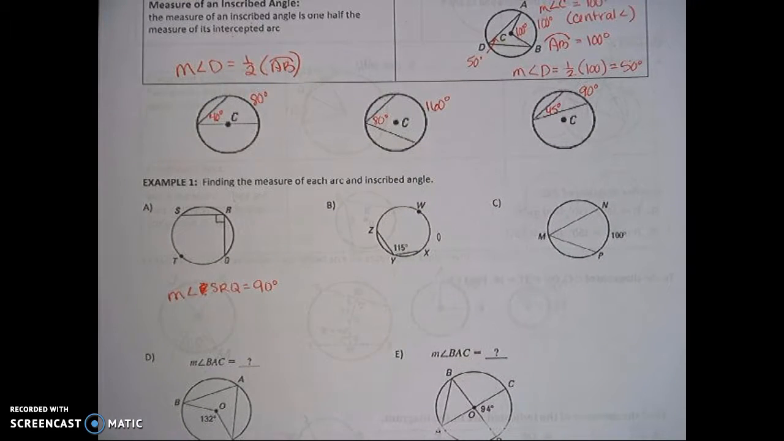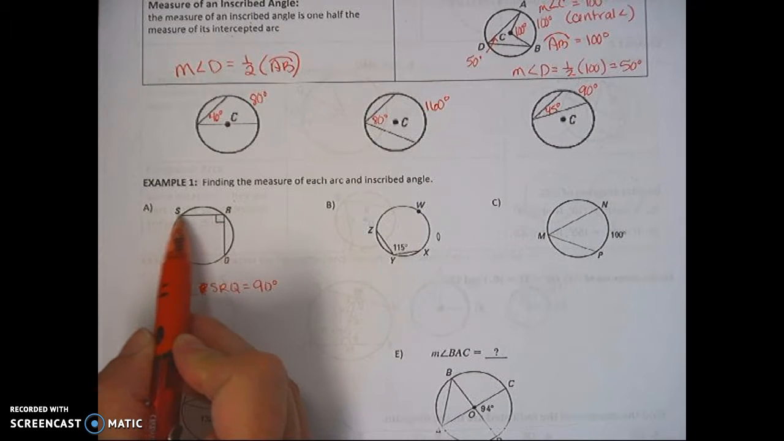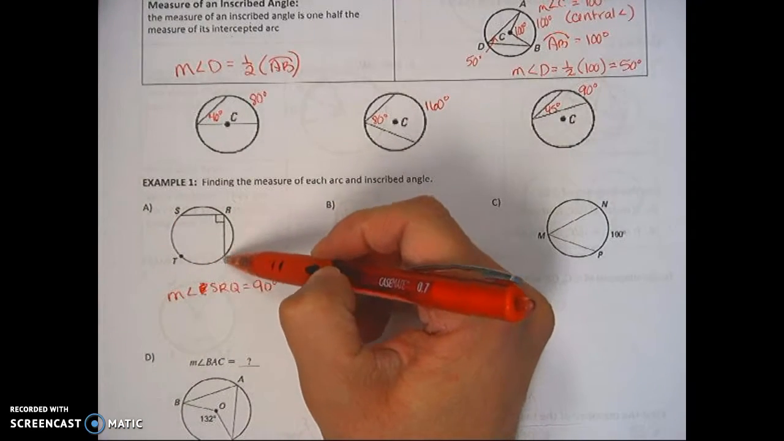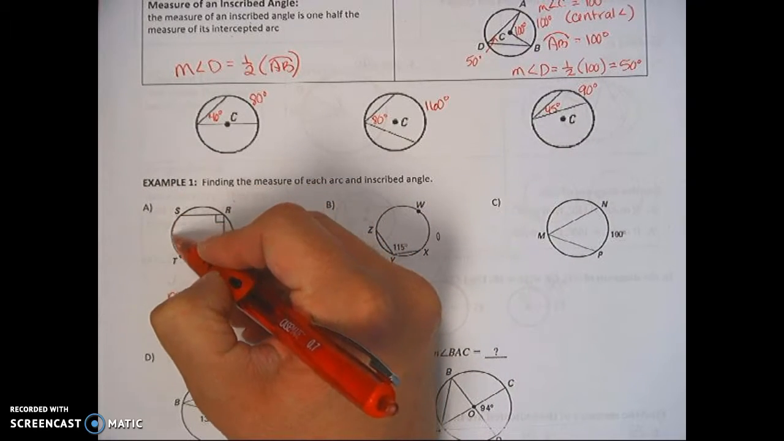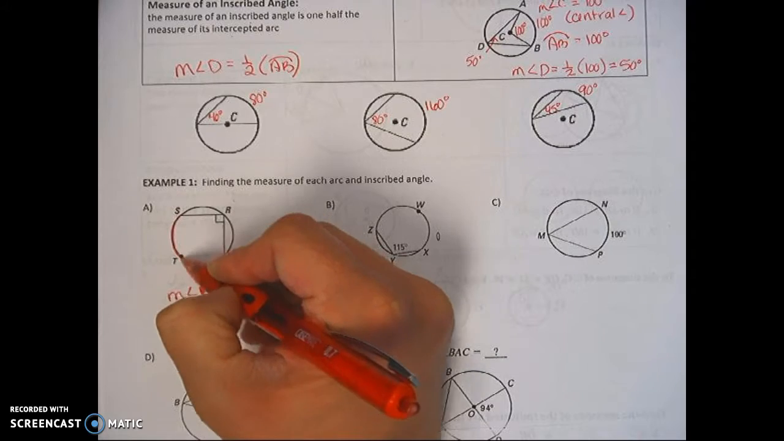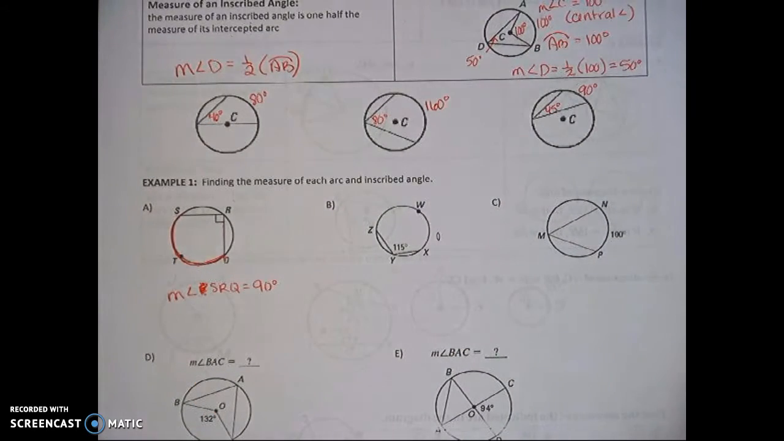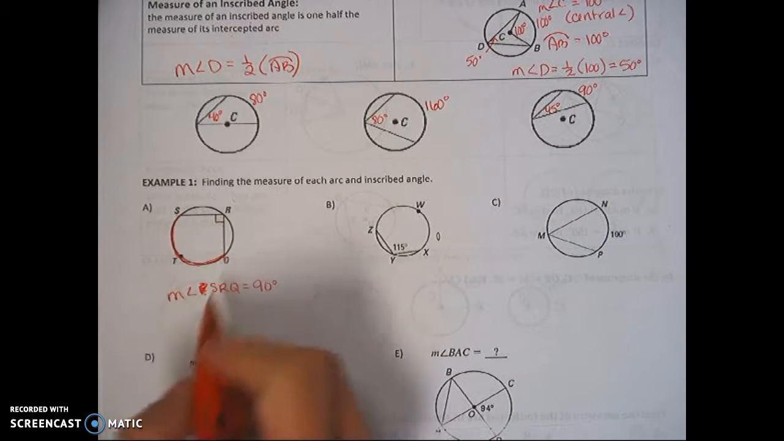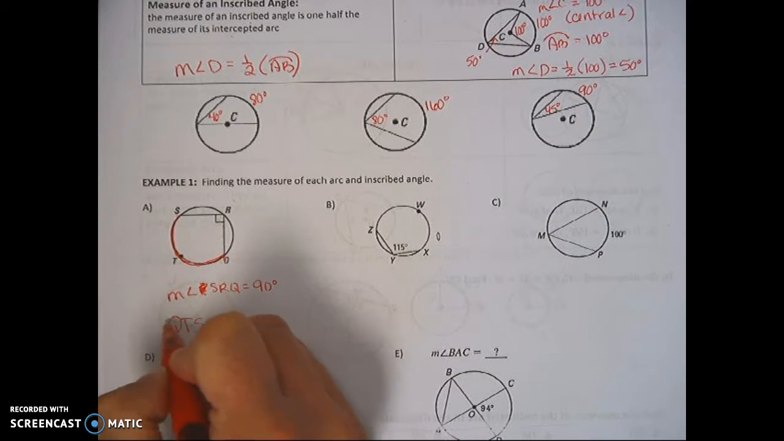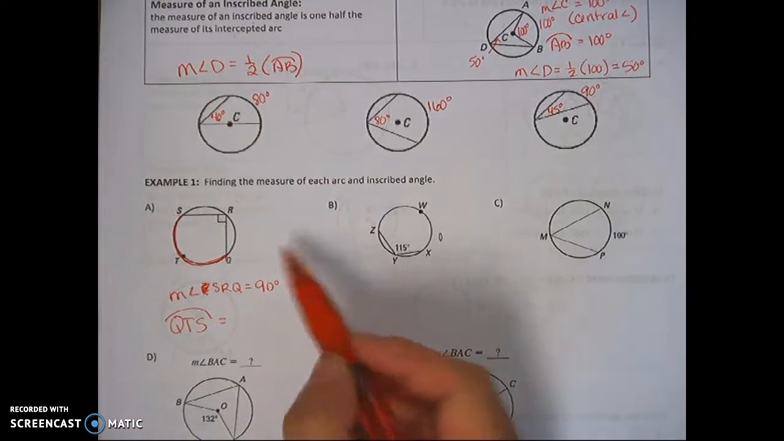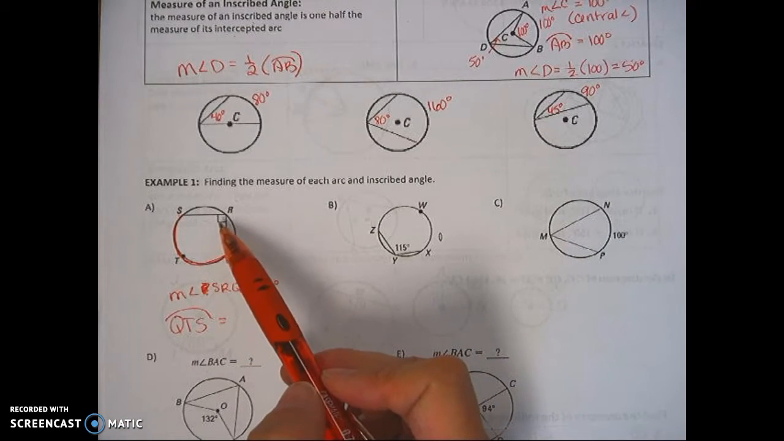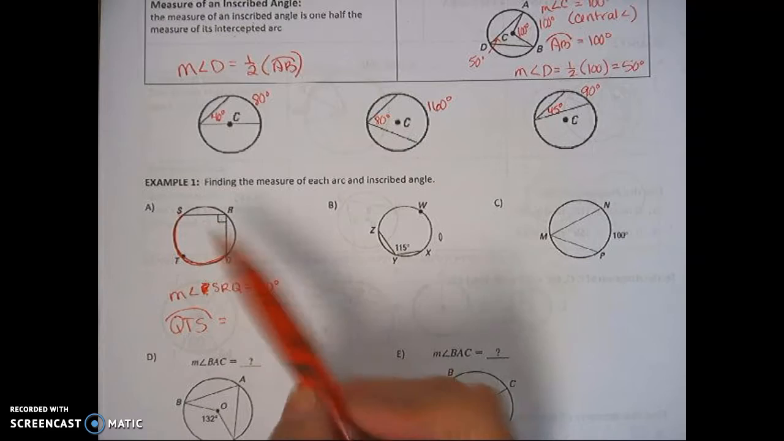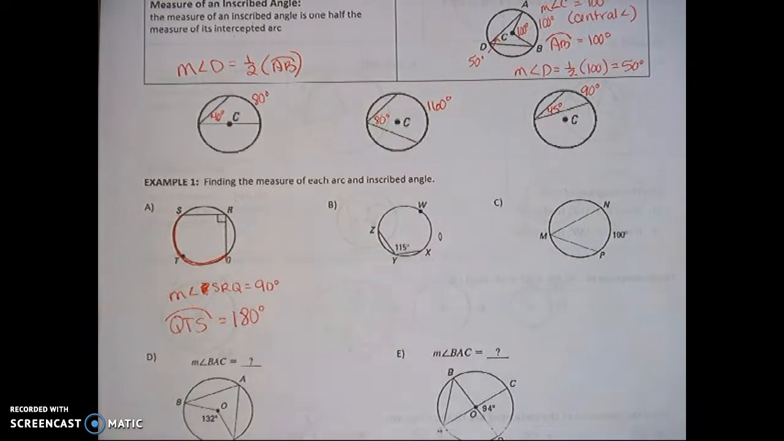The intercepted arc of this angle, if I trace it out, here is where one side of the angle intersects the circle. Here's where the other side of the angle intersects the circle. So between those 2 points is your intercepted arc. The intercepted arc of this 90-degree angle is arc QTS. They are related because arc QTS is going to be double what this 90-degree angle is. So I have this as 90 degrees, QTS would be 180 degrees.